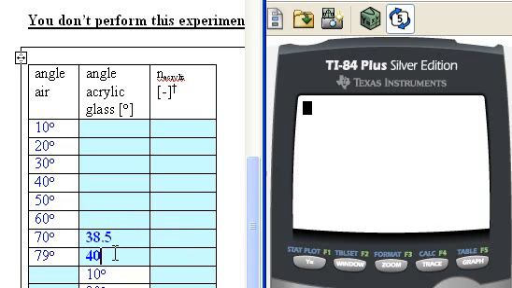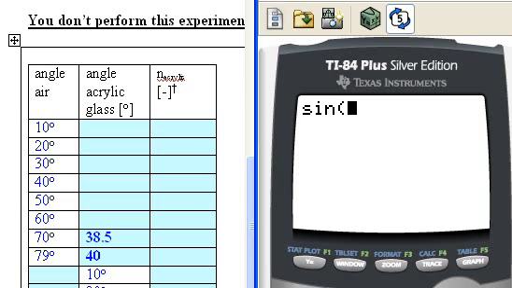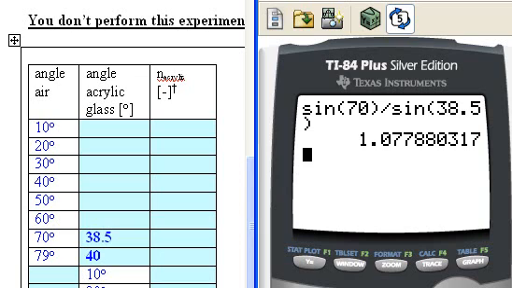So anyway, those are the numbers that I'm using, and now I'm going to plug them into the calculator, and I'm going to hit sine of 70 degrees. Of course, the equation is on top of the page of the lab guidelines. Sine 70 degrees divided by sine 38.5 degrees. Hit enter, and I come up with 1.077, and I just know that that is wrong.